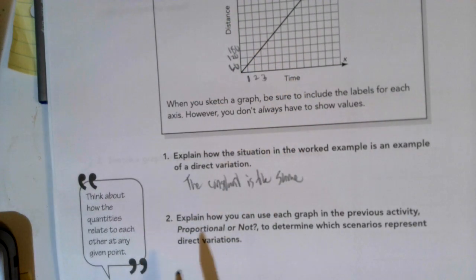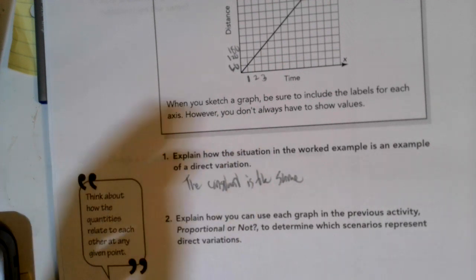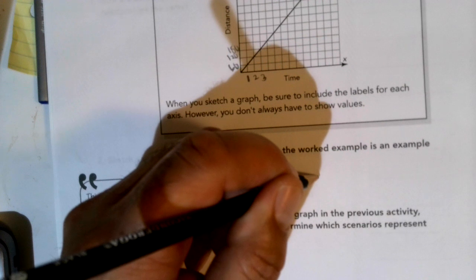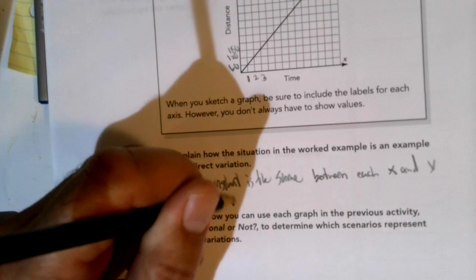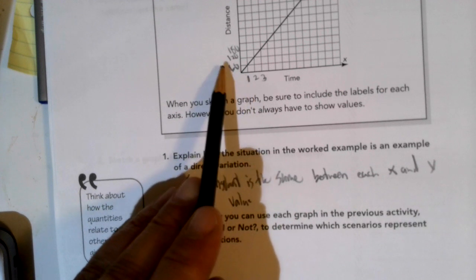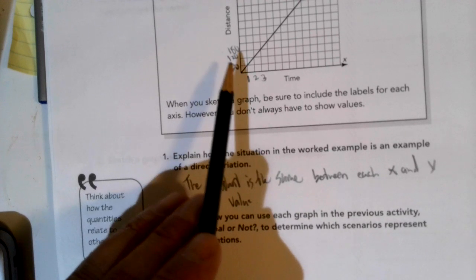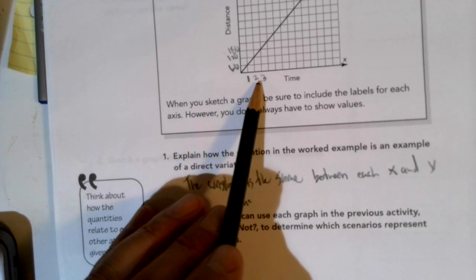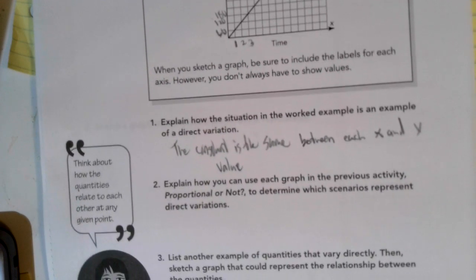So I'm just going to put down there, explain how the situation in the worked example is an example of direct variation. It's direct variation because the constant is the same between each x and y value. 60 to 1 is the same as 120 to 2 because 120 divided by 2 is 60, which is the same as 180 to 3 hours because 180 divided by 3 is 60. So we're always going to have that 60. Every hour is going to be an original 60, and that's the constant that we're looking at.